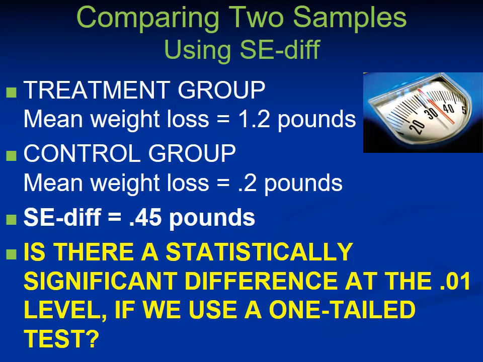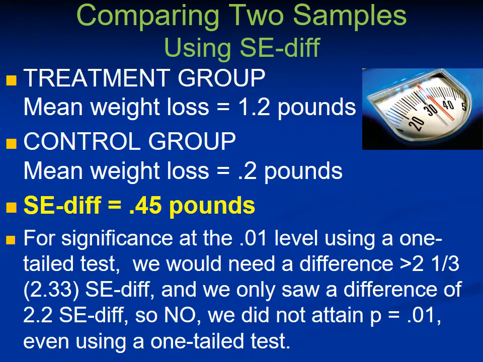So I don't know if you remember the data that we got, but going back to our weight loss drug example, if we used a 0.01 significance level, and remember we didn't reach it when we were doing the two-tailed test. The question is, how about if we used a one-tailed test? And remember, with the one-tailed test, you have to be out about 2 1/3 standard errors of the difference. And remember here, we didn't quite get that, right? We were only out 2.2 standard errors of the difference. So even with a one-tailed test, we're not going to make it here.